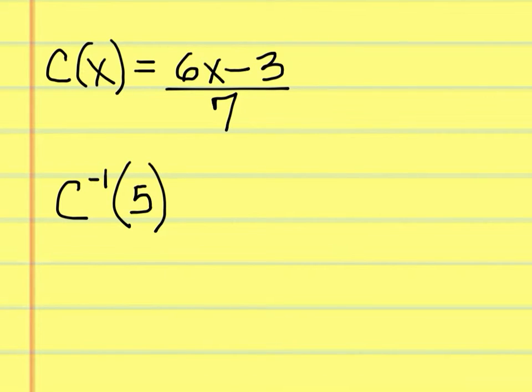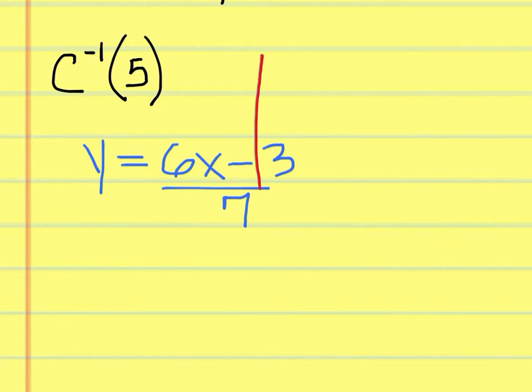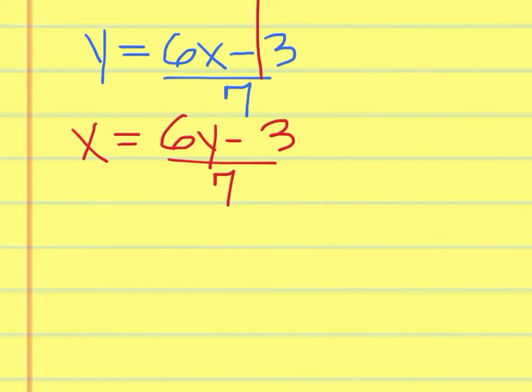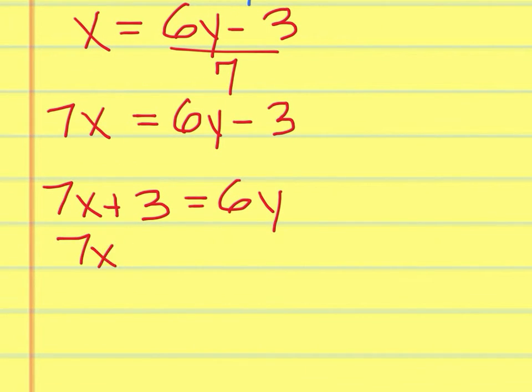To find the inverse of c of x, we're going to write it as y equals (6x minus 3) over 7. And then reverse. I just put a red line in there for no reason whatsoever, so we'll just ignore it. We're going to reverse x and y and make it x equals (6y minus 3) over 7. Let's undo everything around the y by multiplying both sides by 7 to start with. And then we're going to have to move the minus 3 to the left, make it plus 3, and then divide by 6.